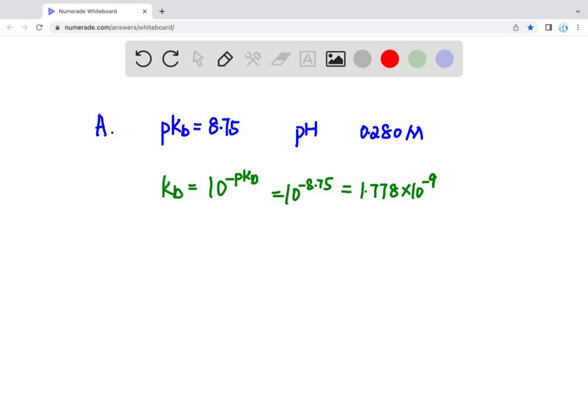And then we can write down the general expression for the pyridine to dissociate. So we don't have to write down the structure of the pyridine. We can simply use BOH to indicate a base, right? So for the pyridine, let's say it's BOH, it dissociates into the cation and the OH minus.